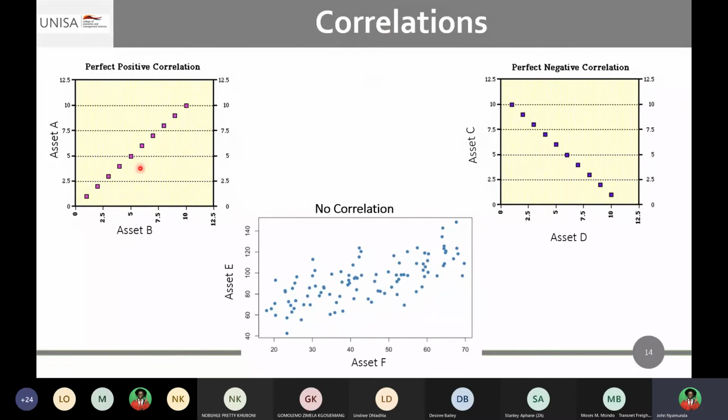So why is correlation important? If you want to diversify your portfolio, you need to hold assets with negative correlation, so that if you win one, you lose the other.